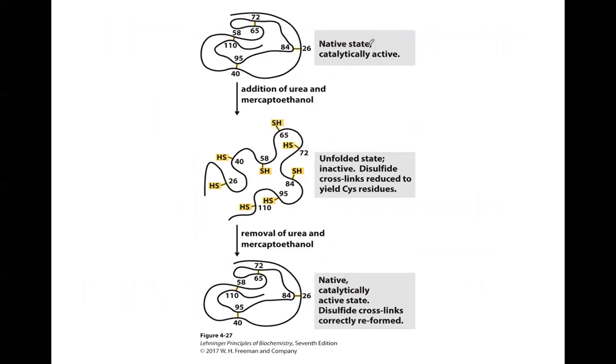So there's the native state, it's catalytically active. You add urea, remember urea will break those, or you can add mercaptoethanol. So now you break all the disulfide bonds. Now you have eight sulfhydryl linkages, right? And then in the unfolded state, the disulfide cross links are reduced to yield cysteine residues. But then you remove the urea and mercaptoethanol and you get back exactly what you started from.